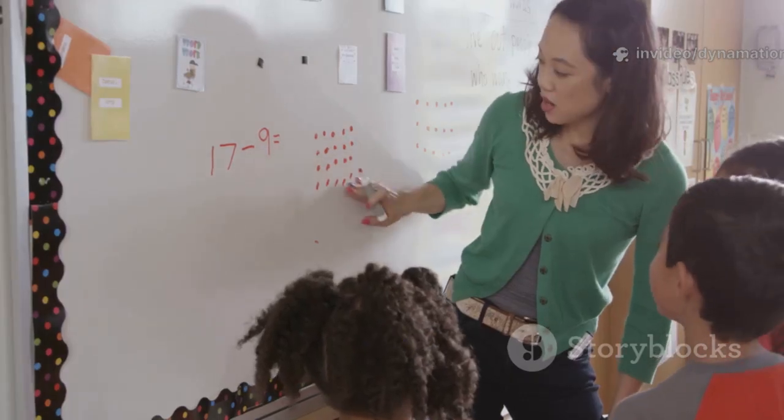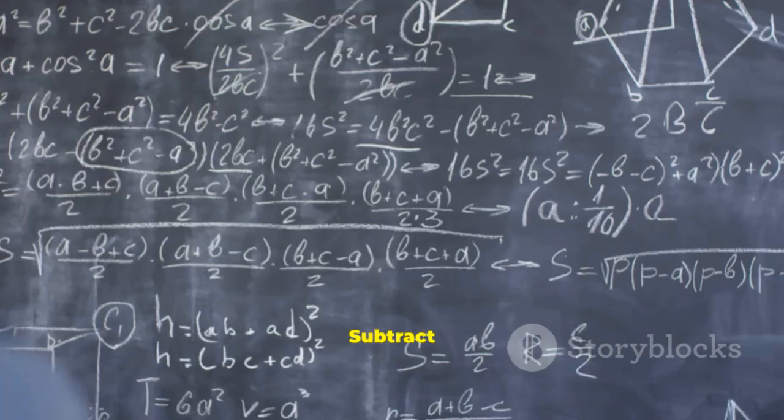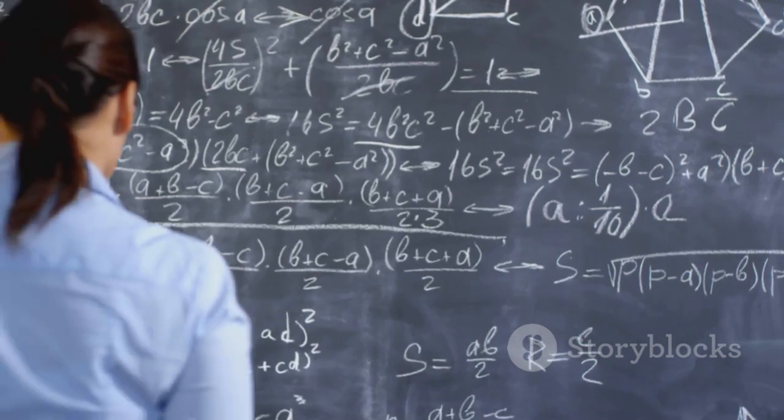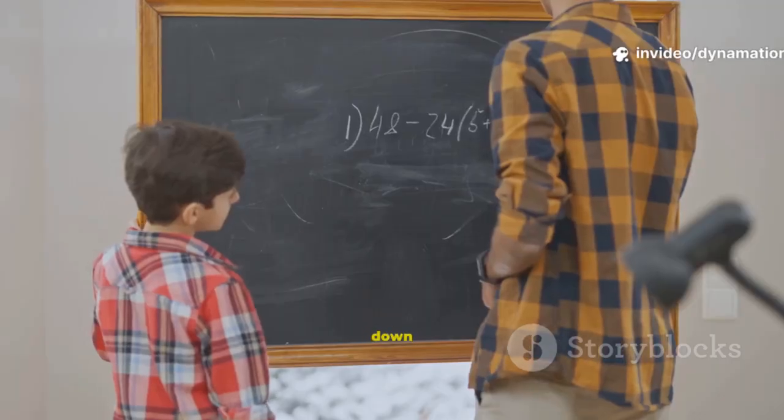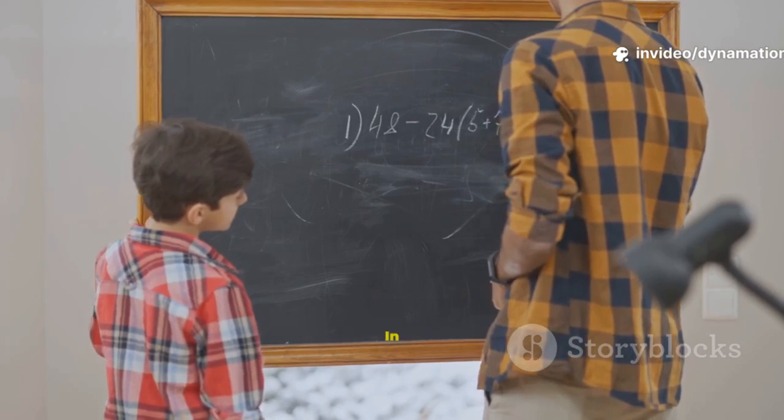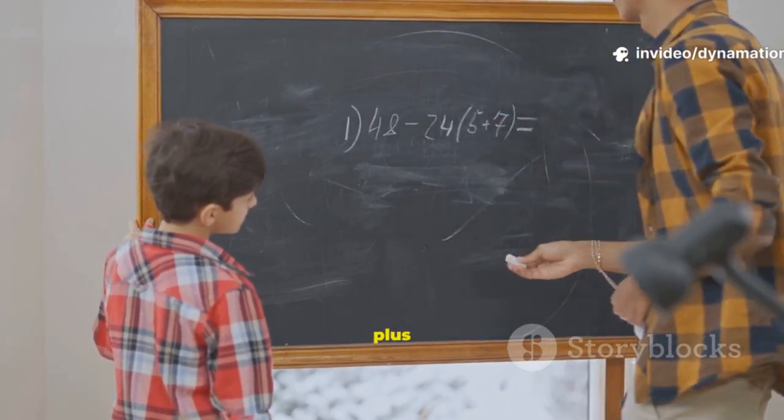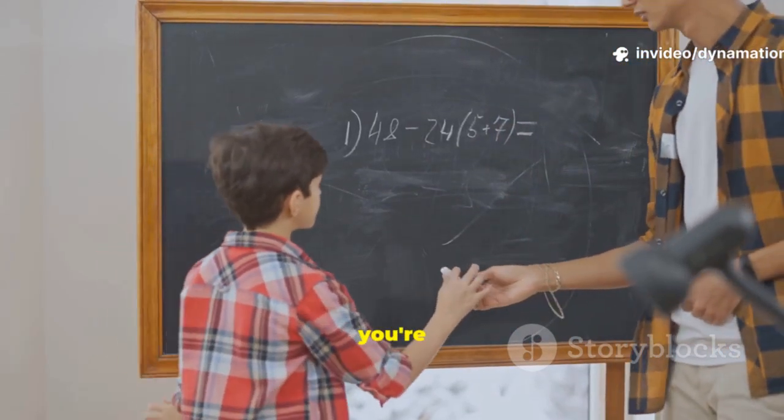Steps 3 and 4. Subtract and bring down. Subtract the expression you wrote from the dividend. Be careful with signs. Then bring down the next term from the dividend. In our example, that gives 3x plus 6. Repeat the cycle until you're done.